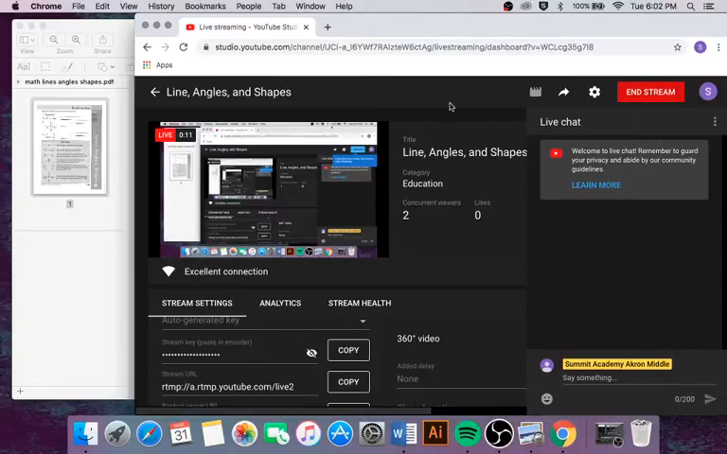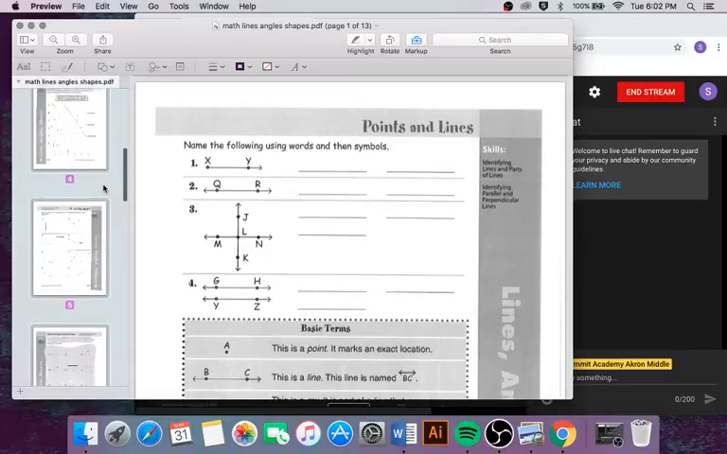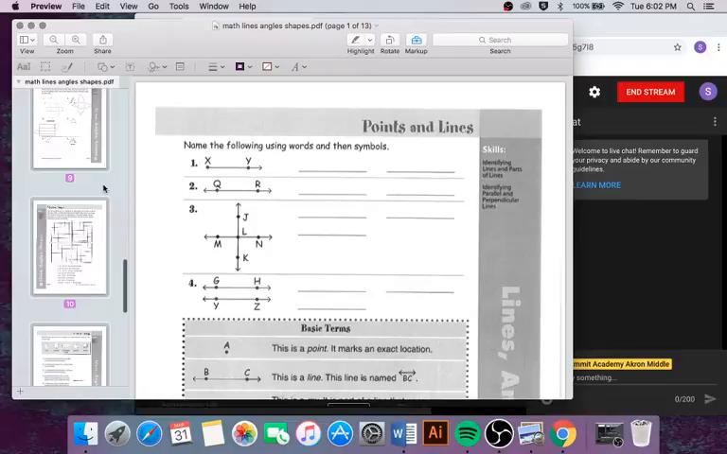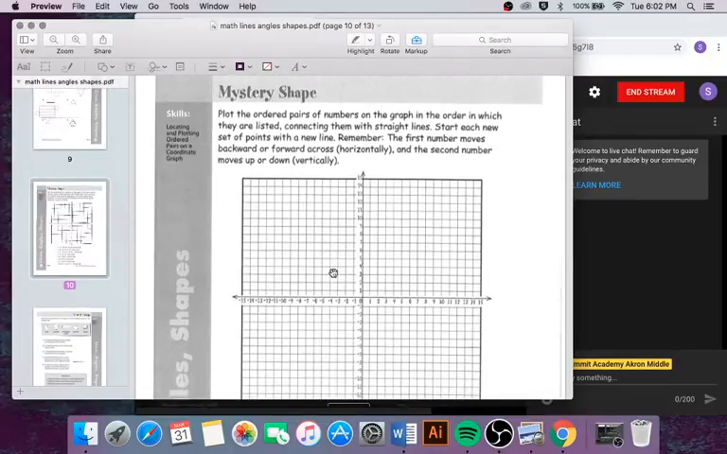We're picking up on the lines, angles, and shapes packet where we left off last Tuesday, which I believe was the mystery shape grid.